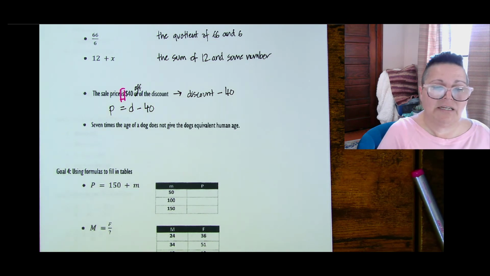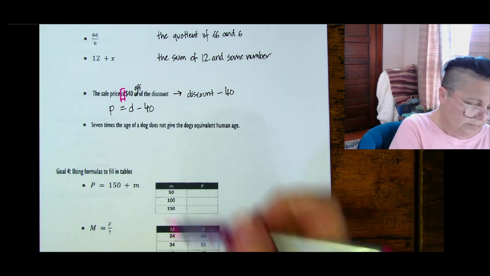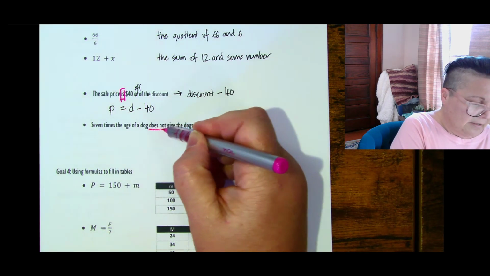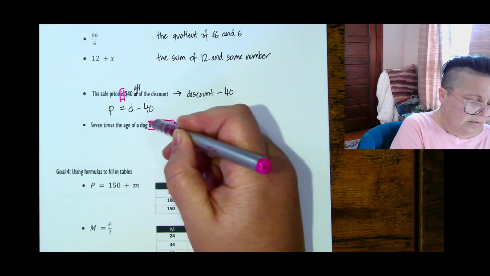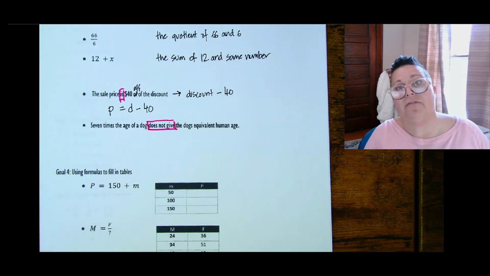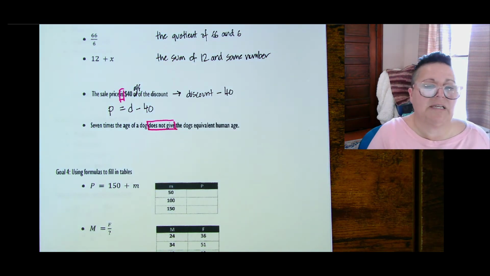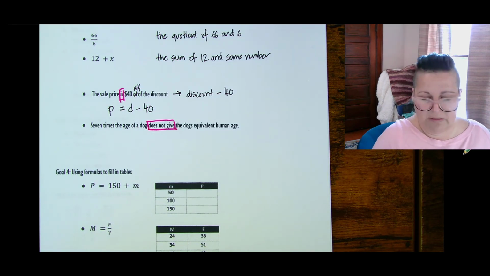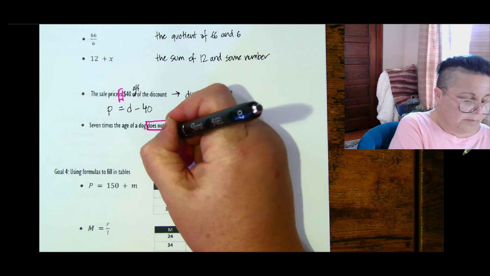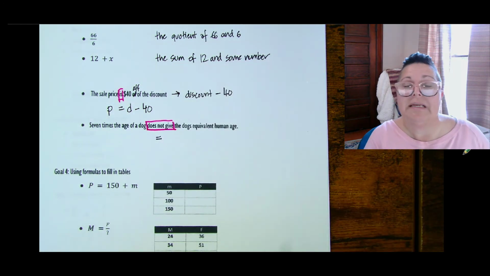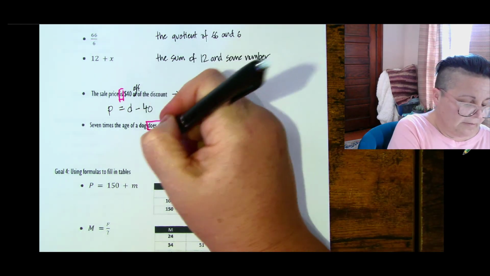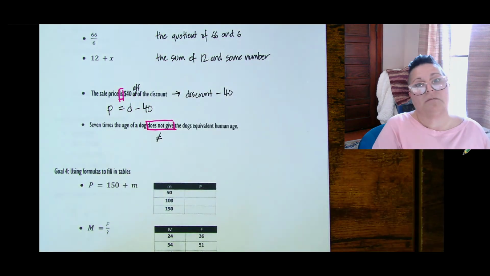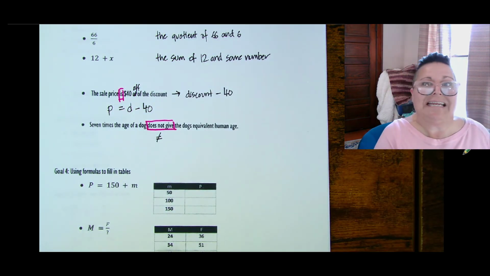7 times the age of a dog does not give the dog's equivalent human age. Does not give is my verb in this sentence, and because that is my verb, that is the stand-in for the equal sign. Except I was a little bit tricky here, because it does not give, which means it would not be equal. So it's not an equal, it's an inequality.